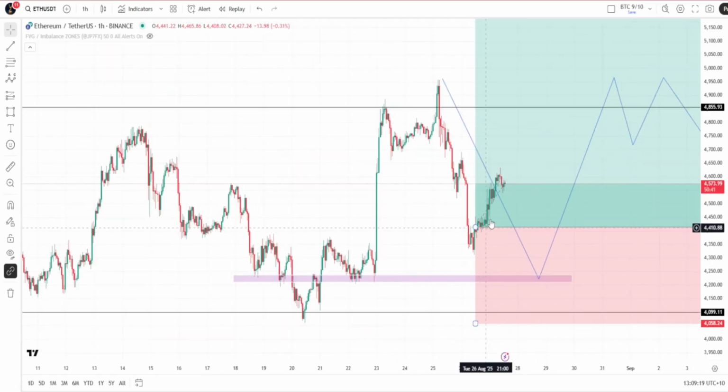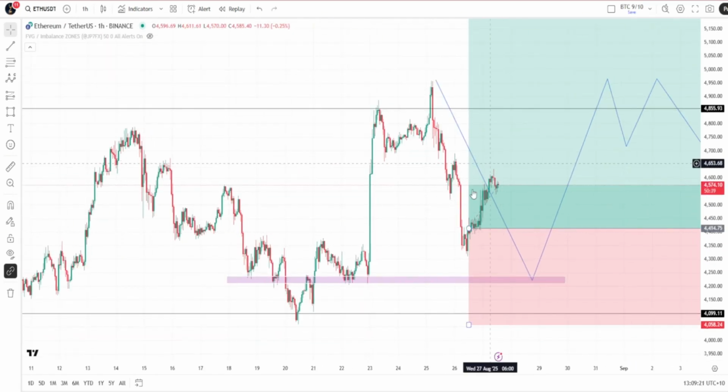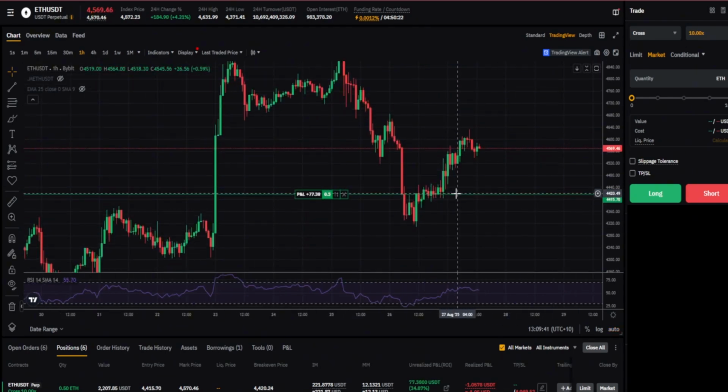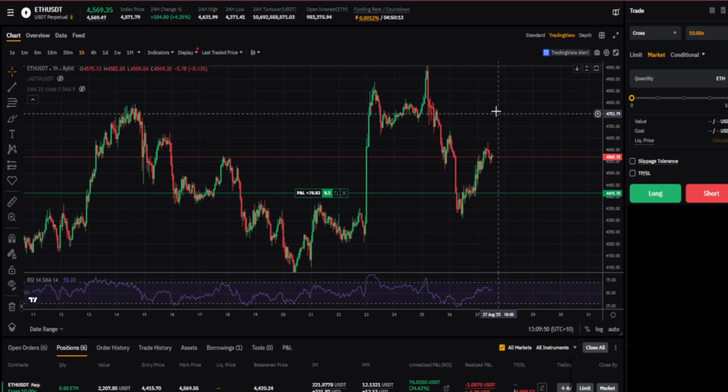As we can see, the Ethereum trade is playing out pretty well. We're up a little bit here. If we come over to the trading page here, we can see that from our entry here, we are up a little bit. Nothing I'm too excited about yet.